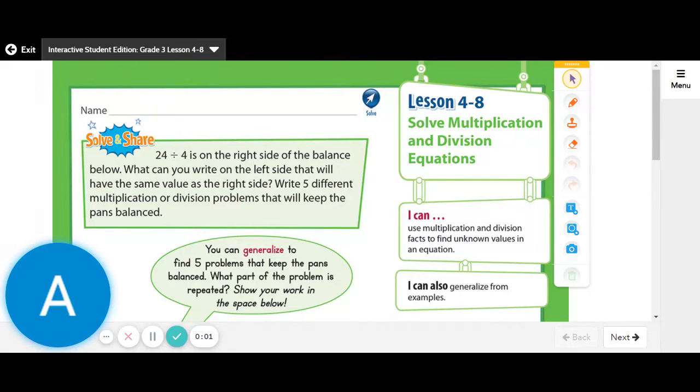Today we're going to work on solving multiplication and division equations. I can use multiplication and division facts to find unknown values in an equation. I can also generalize from examples. Let's look at our word problem.